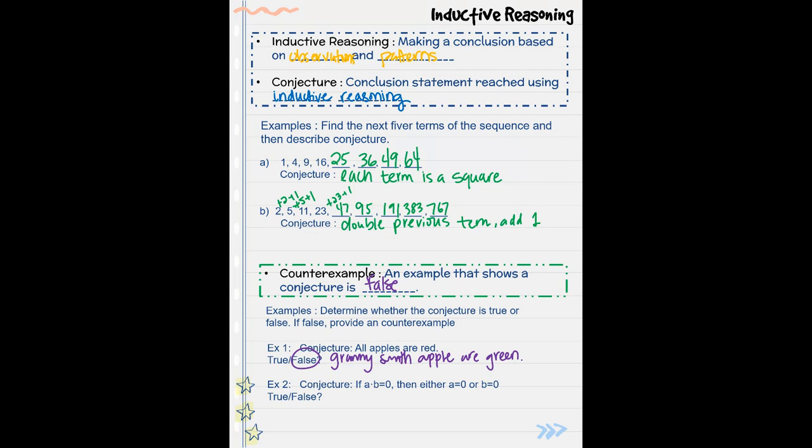All right, conjecture: if A times B equals 0, then either A or B equals 0. Is that true or false? Well, remember, for a product to equal 0, one of them has to be 0. So this one is actually true, and there is nothing else I need to do.